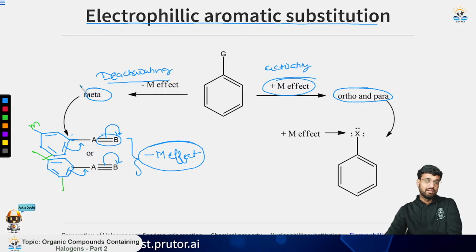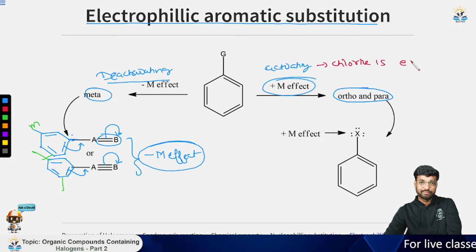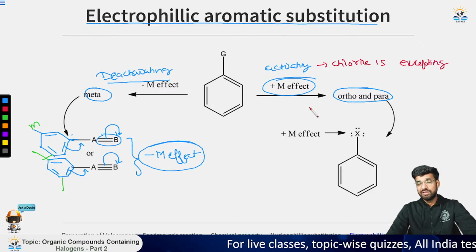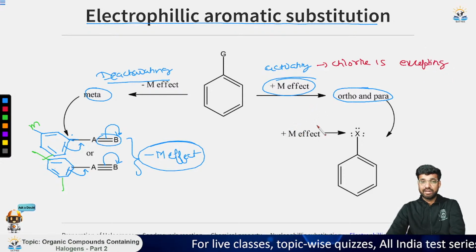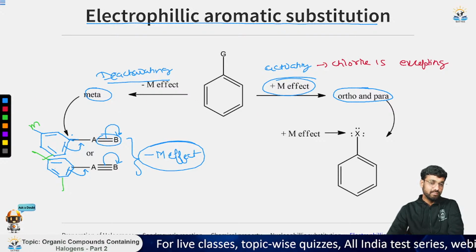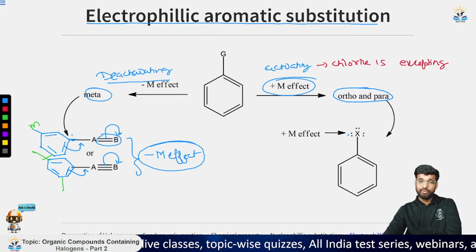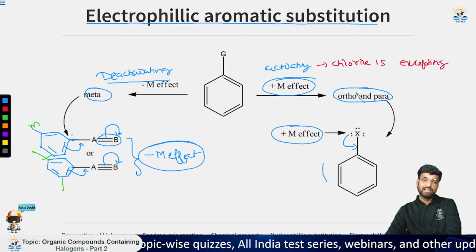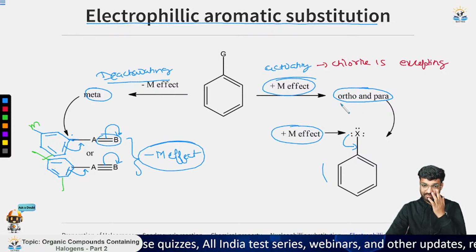Just chlorine is the exception here, because although it is ortho para directing, it is deactivating due to higher electronegativity and thus a greater minus I effect. Since this has a lone pair, this lone pair goes throughout the benzene ring, and we see a plus M effect, and the product that we are getting is an ortho para one.